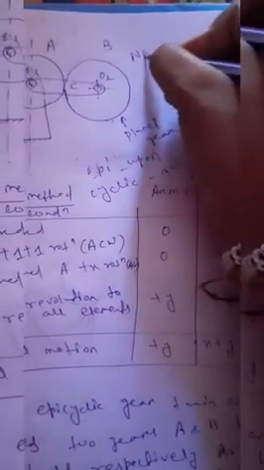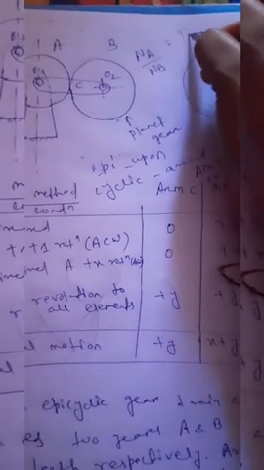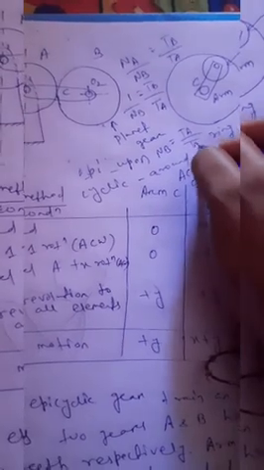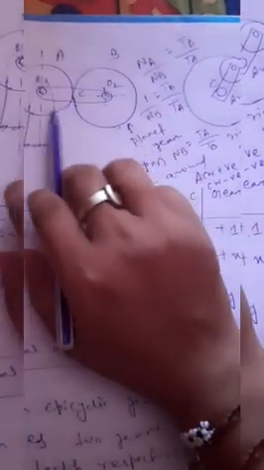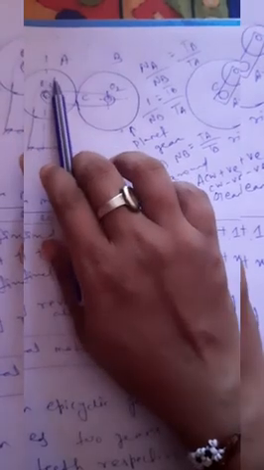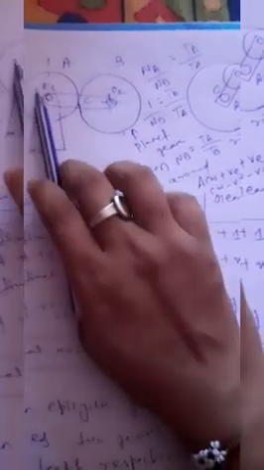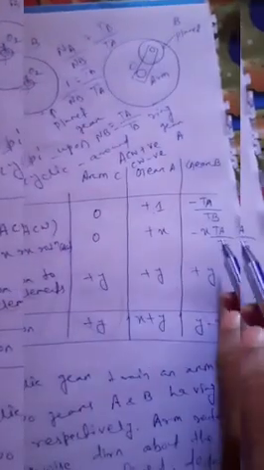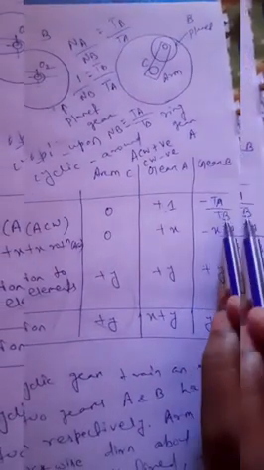From the law of gearing, Na by Nb equals Tb by Ta. Na is given as 1 rpm, so 1 by Nb equals Tb by Ta, so Nb equals Ta by Tb. But we have to consider the direction. As it is an external gear, if A is rotating anti-clockwise, then B will rotate clockwise. If anti-clockwise is positive, then clockwise is negative. So Nb equals minus Ta by Tb. The speed of gear B is minus Ta by Tb.